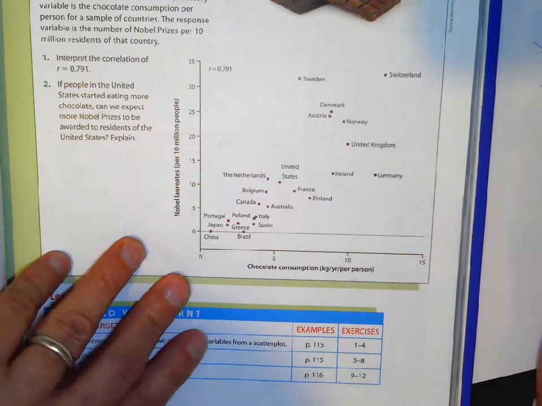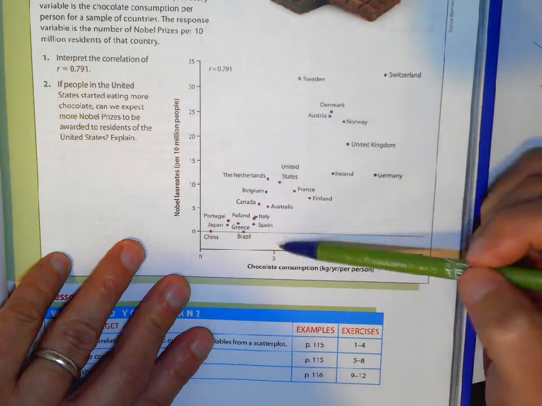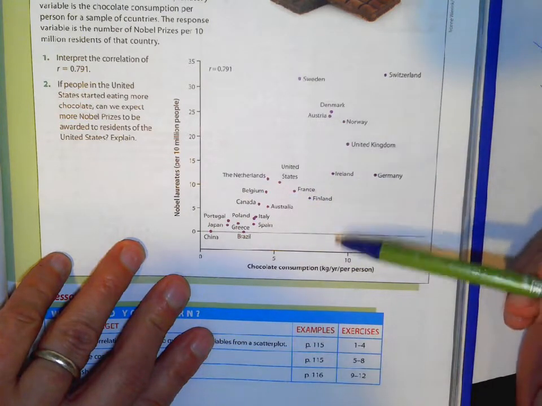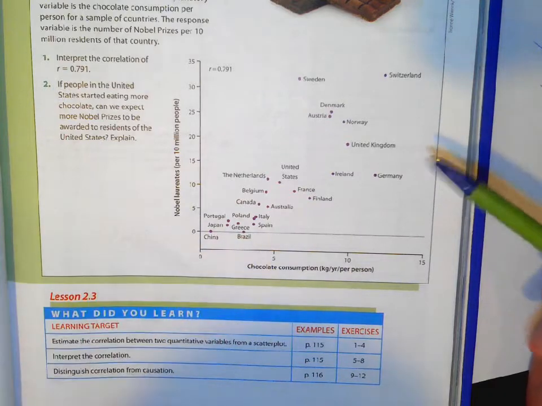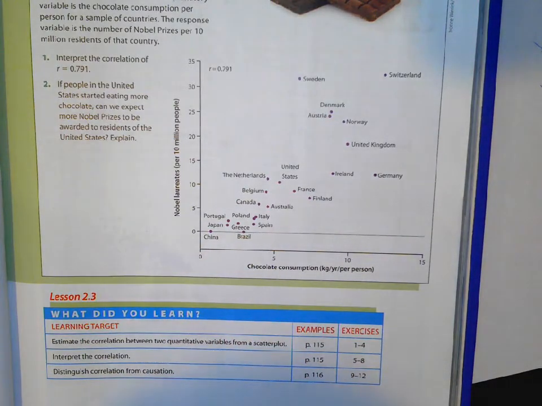Now, some things there are, but in this case, we have to kind of use judgment and logic. Chocolate consumption does not cause more people to win prizes. Okay, that's notes 2.3.